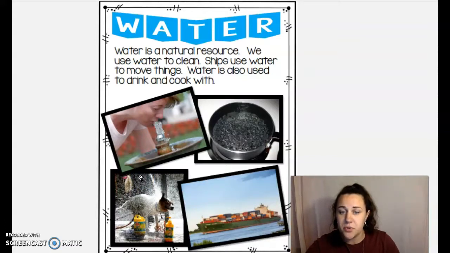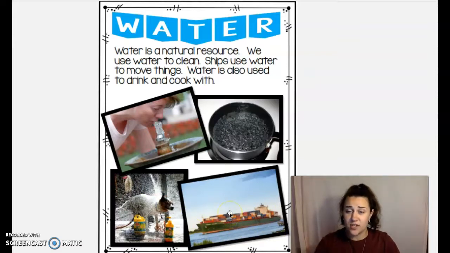Ships use water to move things. So if you look here, big ships have to transport or move items from one place to another if we need it, or for trade, like we've talked about in social studies. They would use water. Big ships can hold a lot more, and they can go faster and a little less expensive to someplace else using water. Okay, like a big ocean. They can travel across oceans to transport or move items.